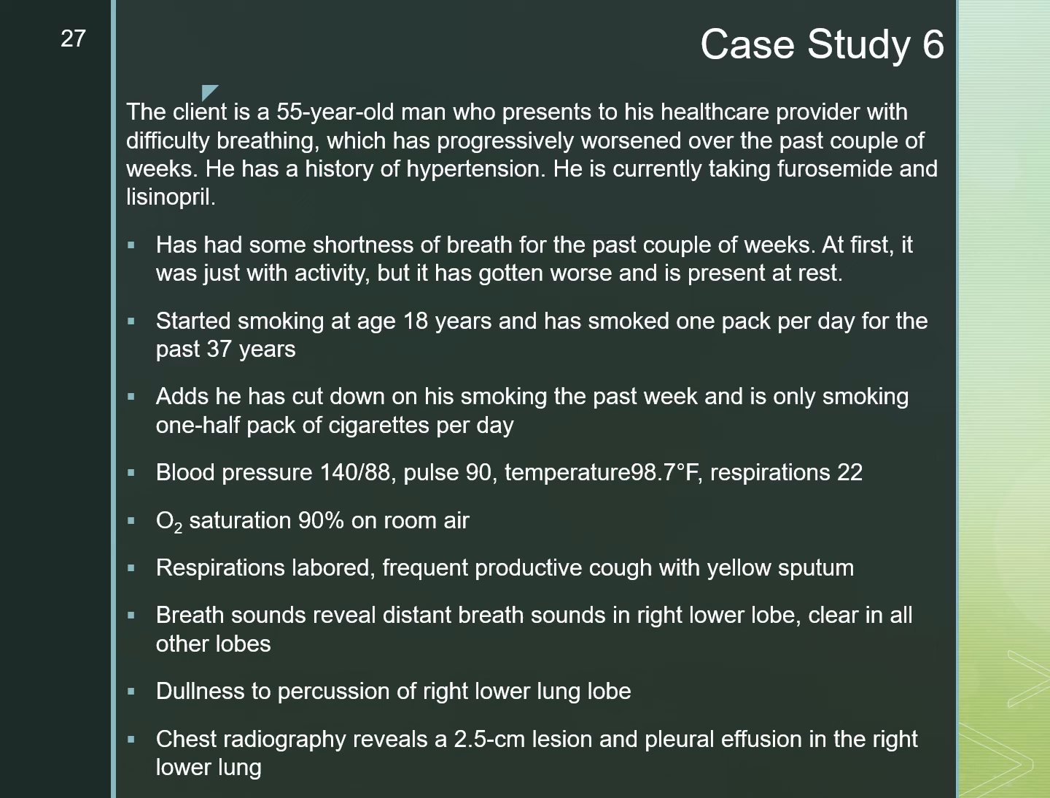His blood pressure is 140 over 88, heart rate is 90, temp is 98.7, respirations are 22. Oxygen saturation is 90% on room air. His respirations are labored, has frequent productive cough with yellow sputum. Breath sounds reveal distant sounds in the right lower lobe and clear in all the other lobes. Has dullness to percussion of the right lower lung lobe. And chest x-ray shows a 2.5 centimeter lesion and pleural effusion in the right lower lobe.